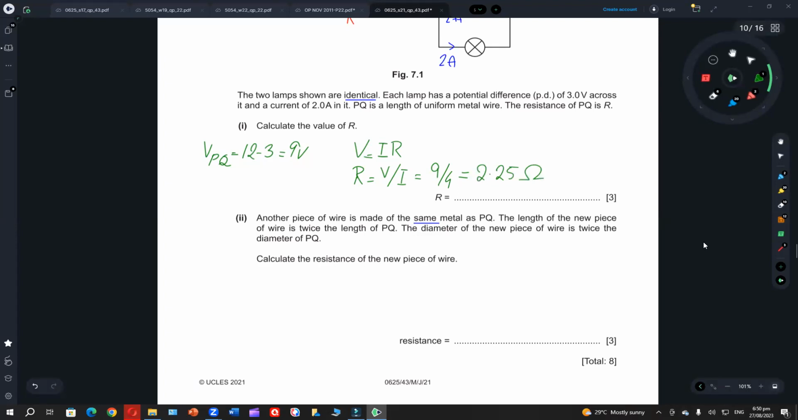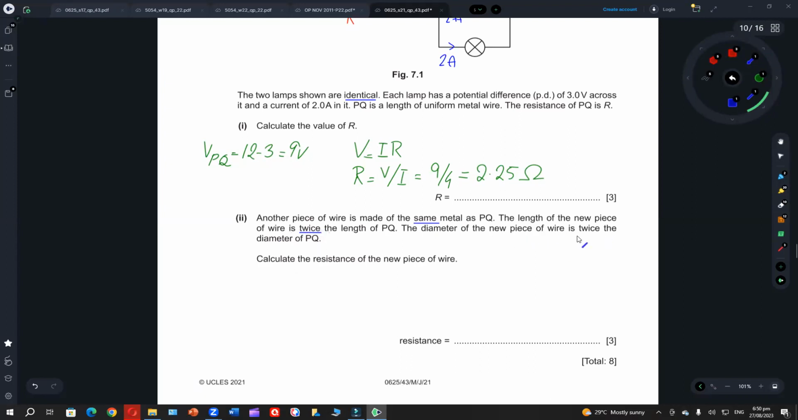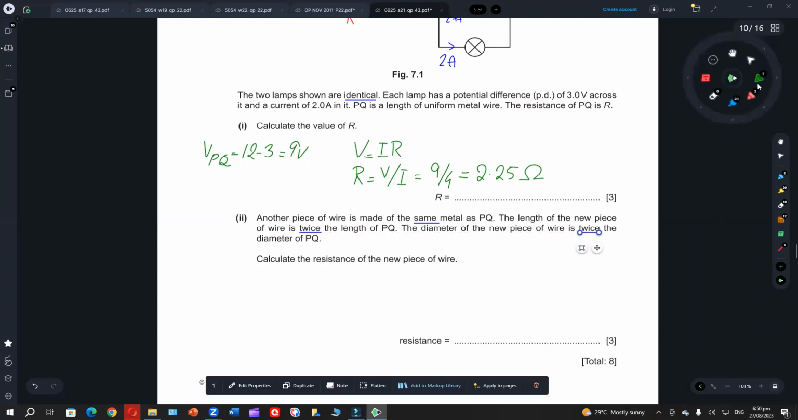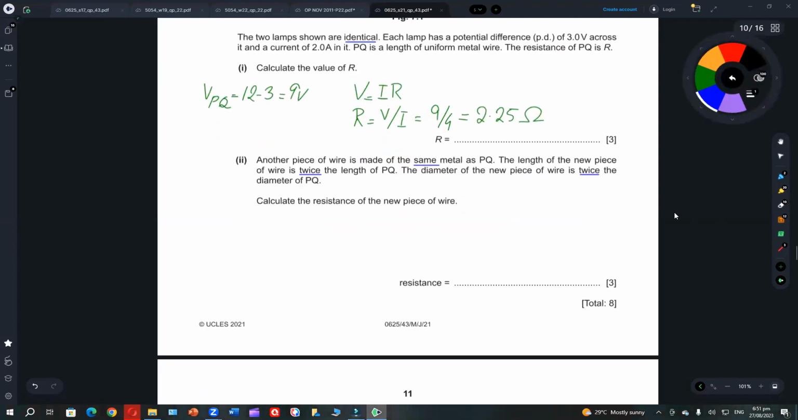Another piece of wire is made of the same metal as PQ. The length of the new piece of wire is twice the length of PQ. The diameter of the new piece of wire is twice the diameter of PQ. Length is twice, and the diameter is also twice. Calculate the resistance of the new piece of wire.